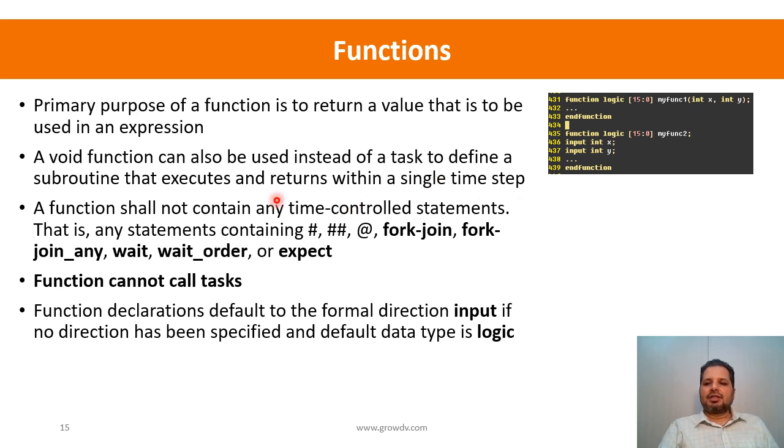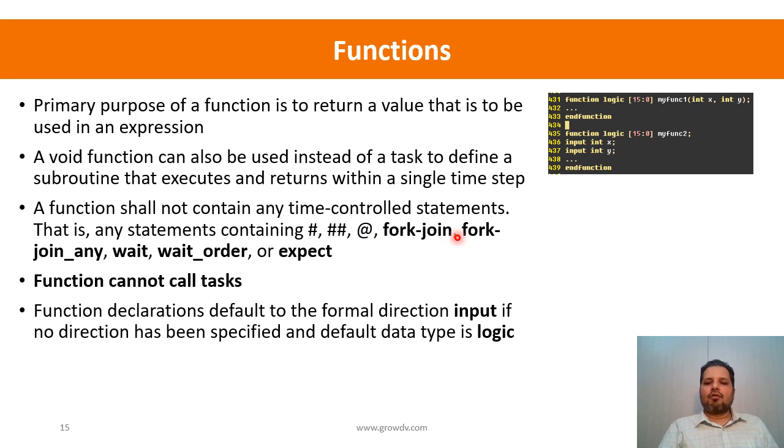As we know, tasks can consume time, but a function cannot contain any time control statements. That means no hash, which specifies absolute delays, or double hash, which we have seen from the clocking block, in terms of the number of clocks of the default clock that we have specified. Nor can you wait for an event at the passage of a clock, or at a named event, which we will see in the future.